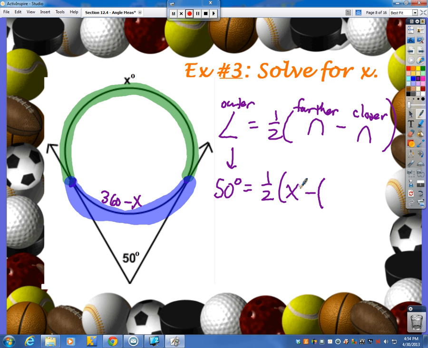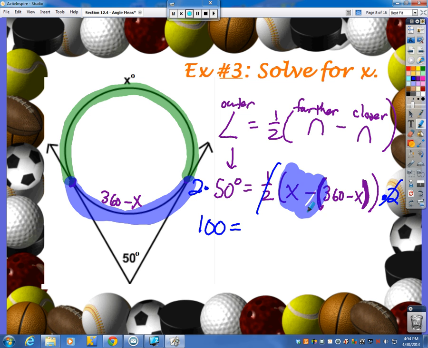We're going to take the farther away arc, which is x, and subtract away the quantity, new parentheses, 360 minus x. So then we end here with a double parenthesis. Now, how do we get rid of the 1/2? Let's double both sides. So now we have 100 equals. Now we need to talk about simplifying this.